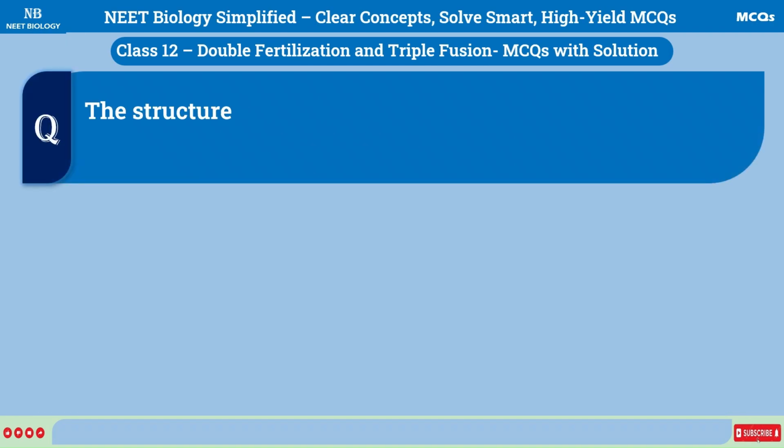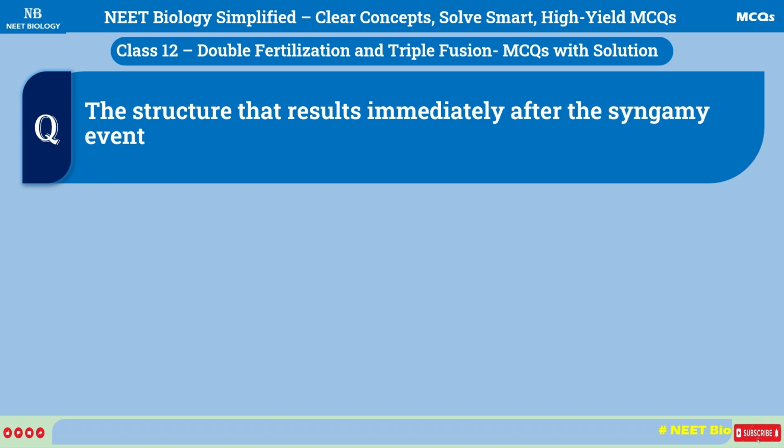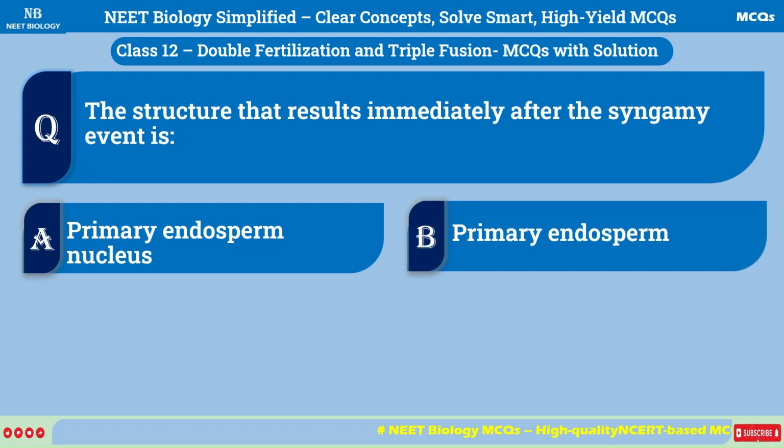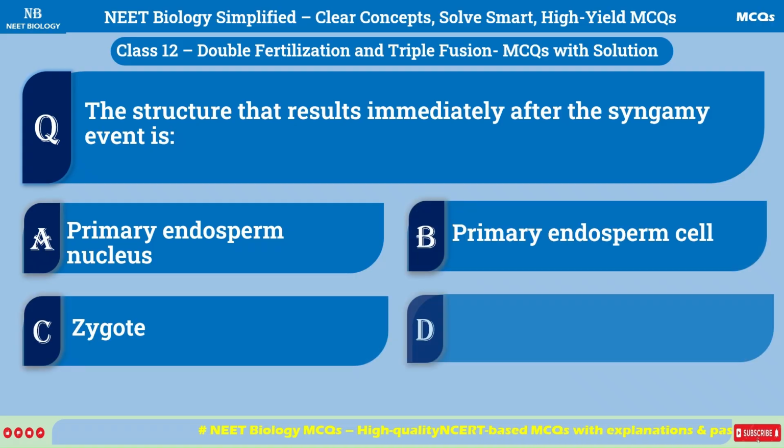The structure that results immediately after the syngamy event is: A. Primary endosperm nucleus. B. Primary endosperm cell. C. Zygote. D. Embryo.